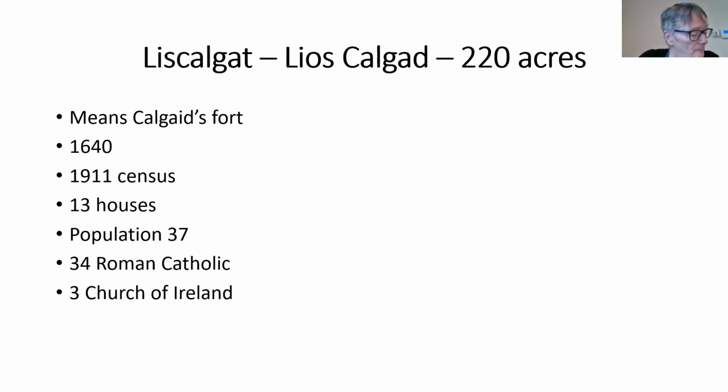And Liscalget, 220 acres, and it means Calget's fort. A later townland on the maps from some of them at 1640, and in the 1911 census, even though it's a bigger townland than some, had only 13 houses with a population of 37, and 34 of them Roman Catholic and 3 Church of Ireland.